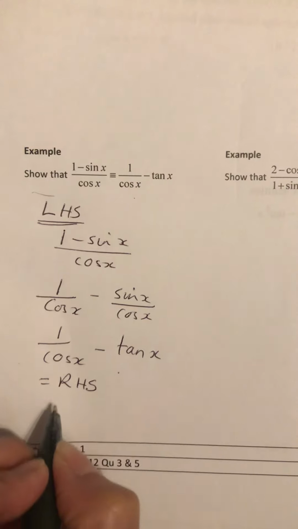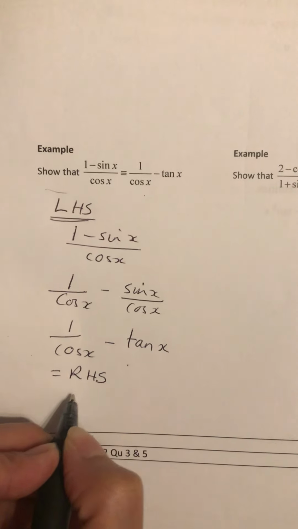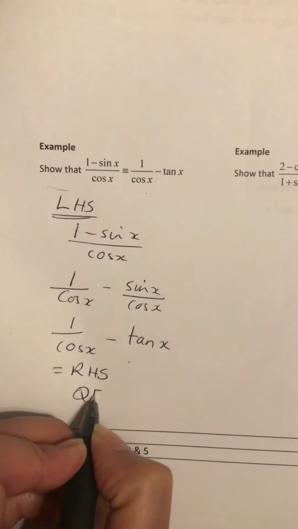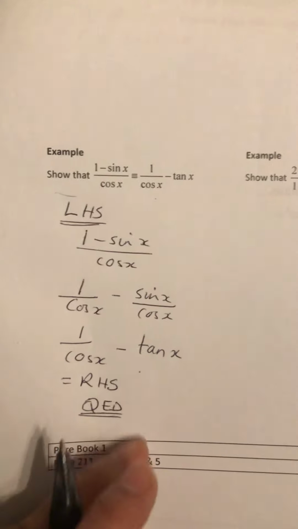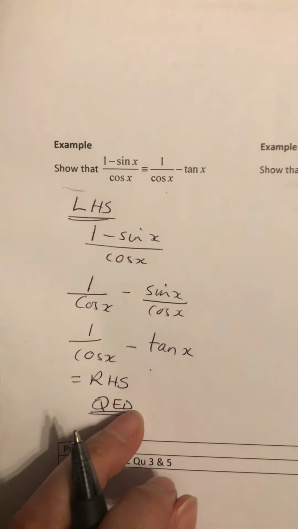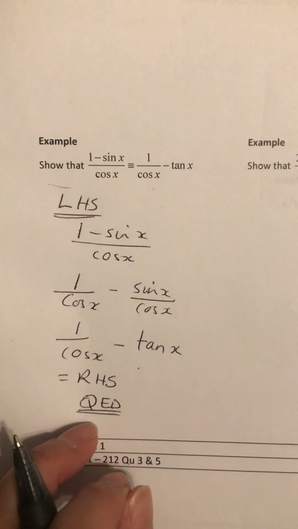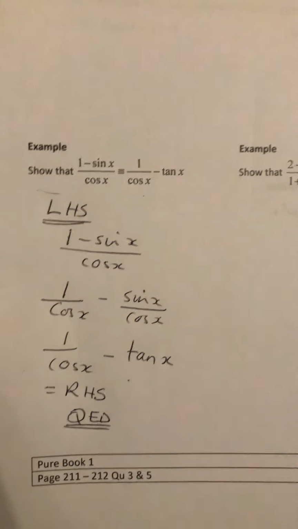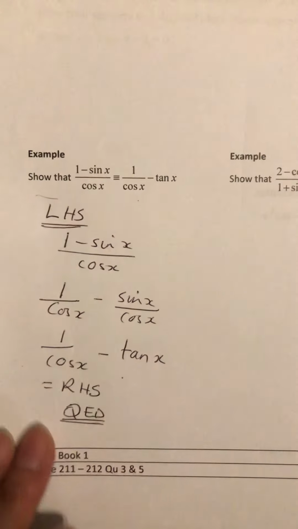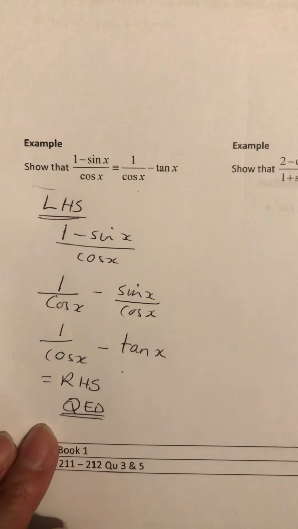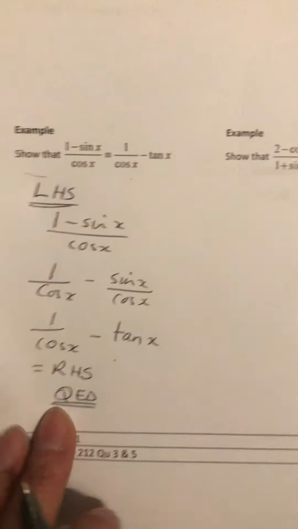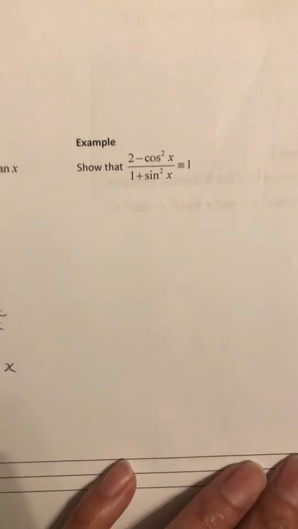And then I would say shown, or I'd write QED. QED is Latin, quod erat demonstrandum, to say I've shown it, I've done it. So you just write QED and the examiner knows that you've finished. Okay, so that's the first example. Let's do the next one.